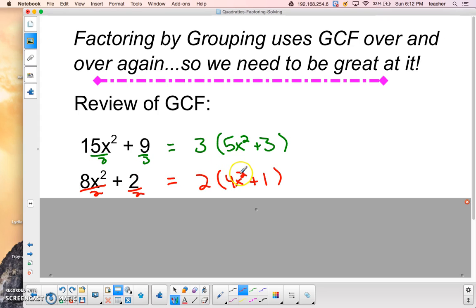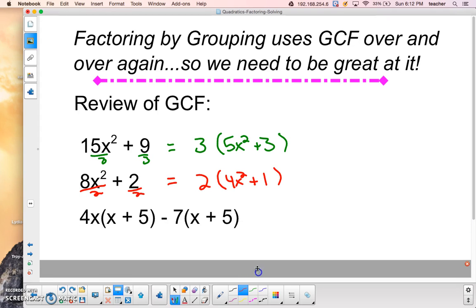Remember, 2 times 4x squared is 8x squared. And 2 times positive 1 is where this plus 2 can come back from. If we didn't have it, we'd never get that plus 2 back.